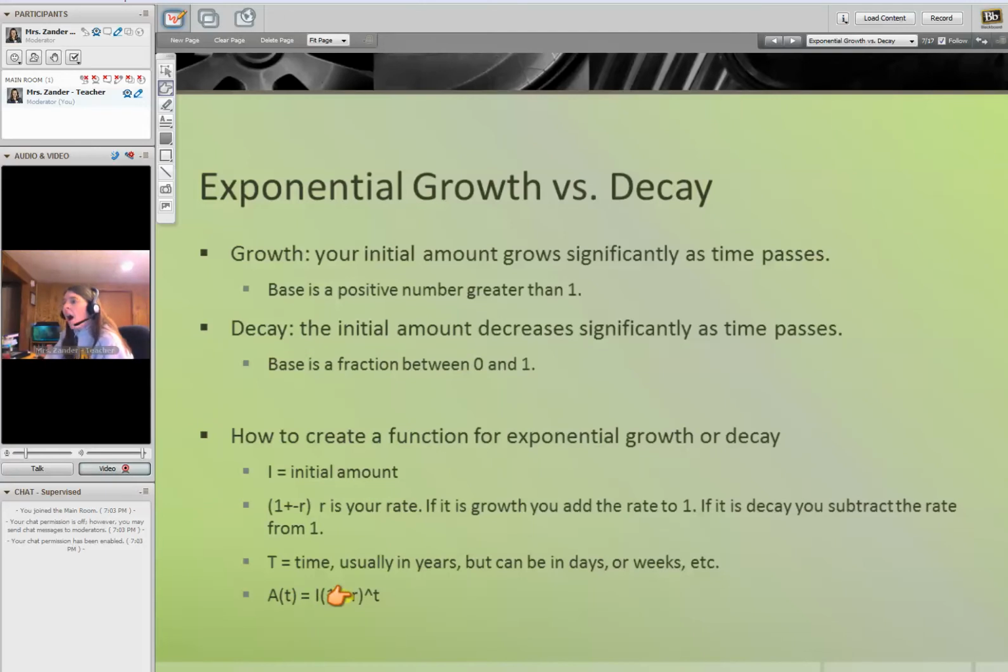R is referring to your rate as a fraction. So that's how fast something is increasing or decreasing. And T is our time. And our time is usually in years in problems like this, but it could be in days or weeks or months or whatever it may be.